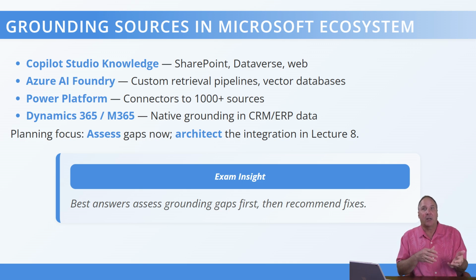In Foundry, you can build more advanced RAG pipelines. If you need custom retrieval logic or you need to handle specialized document types, you have the flexibility. With Power Platform connectors, you can access enterprise systems directly, SQL databases, CRM, ERP systems. The agent can pull live data.